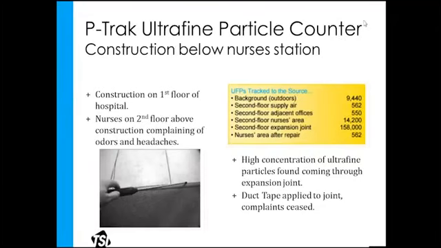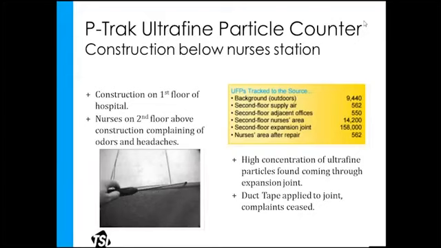Then he goes in, and the supply coming into the second floor is about 500. Most of the offices on the second floor are about 500. But then they come to the nurses area where the complaints are, and it's like 14,000. Well, there's that big difference. There's a big jump from 500 to 14,000. So now you have, okay, there's definitely something going on here.